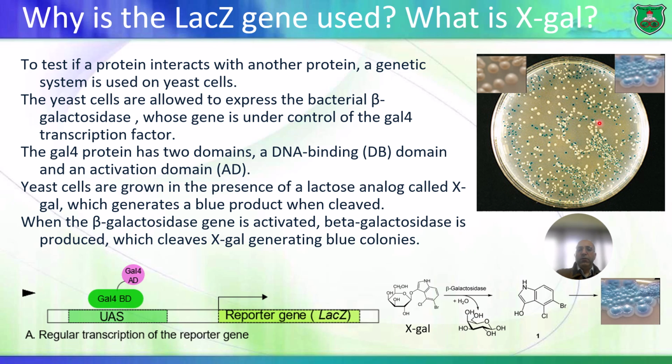So right here we have different colonies. Some of them are white and others are blue. The bluish colonies are the yeast cells that express the reporter gene. And the white yeast colonies originate from a yeast cell that does not express the beta-galactosidase. Got it so far?